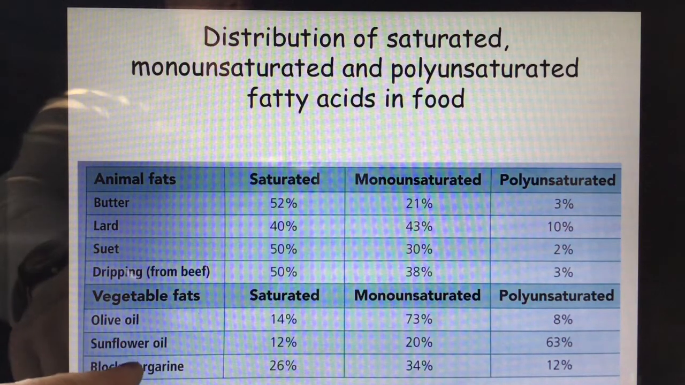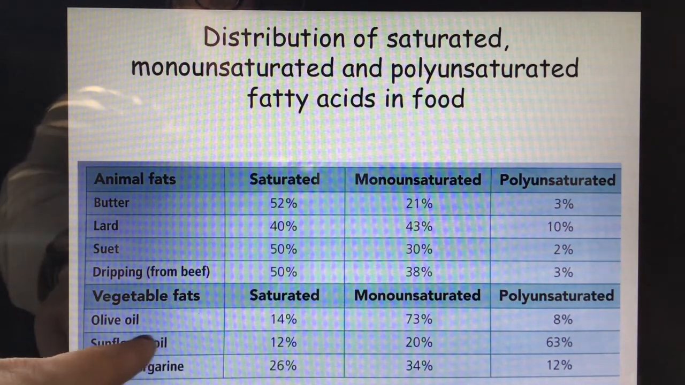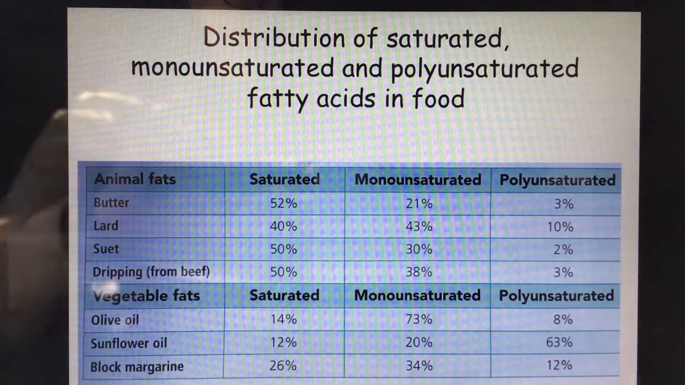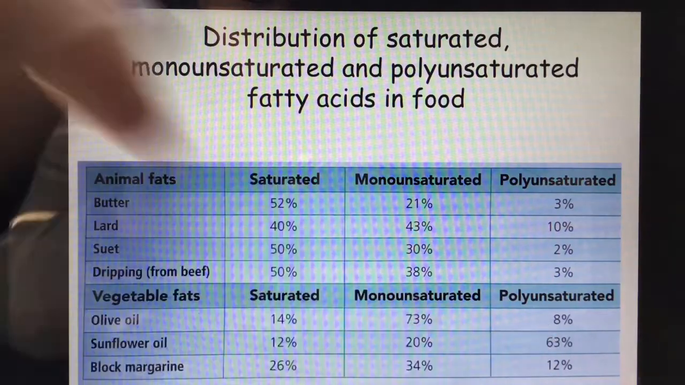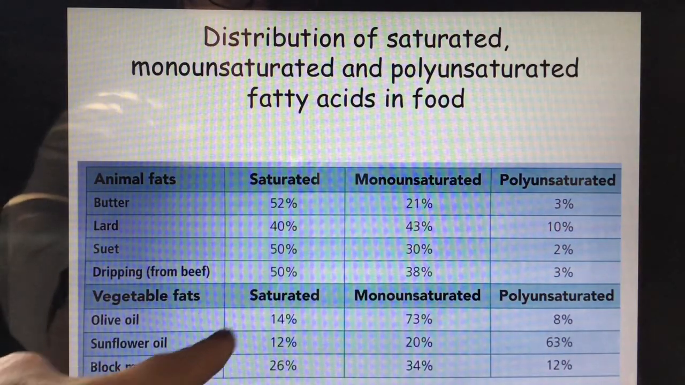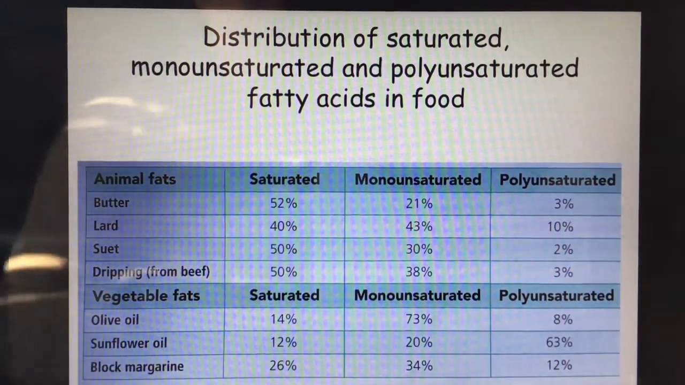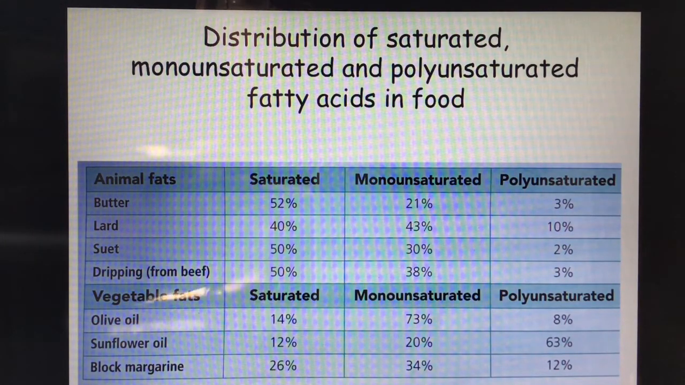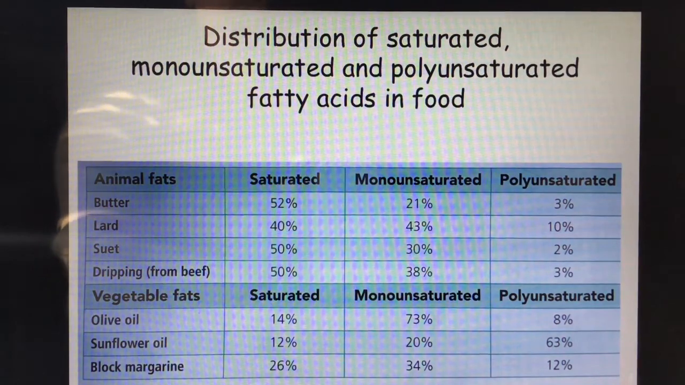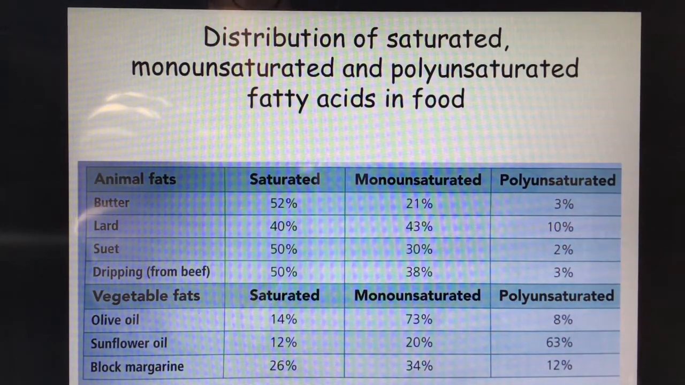Vegetable fats, we can again see this surprisingly from olives. You're going to have 14% saturated fat, 73% monounsaturated and 8% polyunsaturated. Sunflower oil will also have saturated fat, and so will block margarine. Now margarine, where does that come from? We're going to go into this in a little bit more detail. Margarine is solid at room temperature. However, its original source is vegetable oil, and it gets converted into block margarine through a process called hydrogenation. It goes from liquid to solid by hydrogenation.